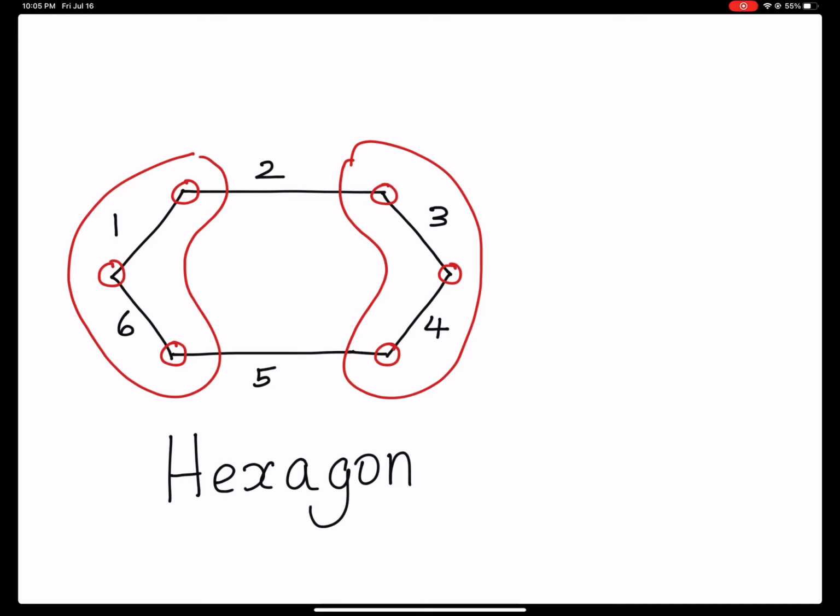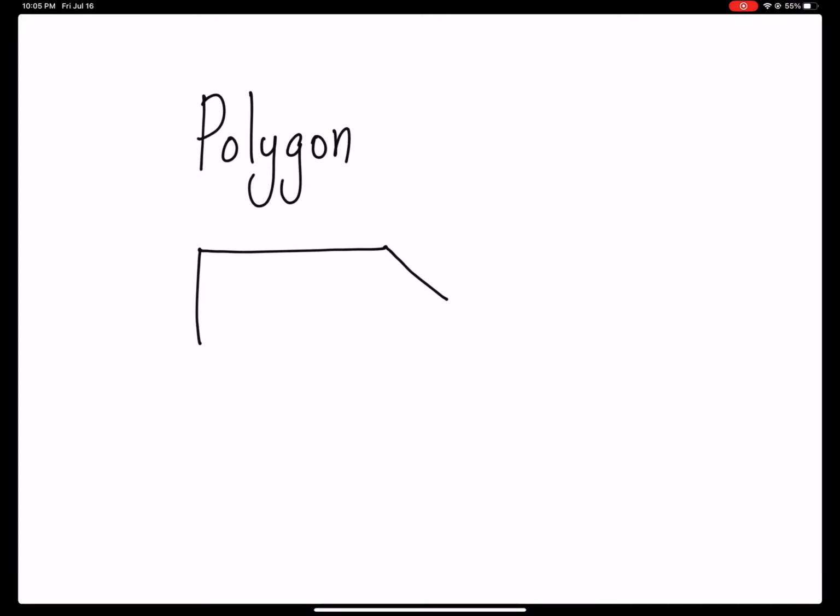Polygons. What is a polygon? A polygon is a shape that has more than 2 sides, and also it is a closed figure. Now let me draw a shape. Is this shape a polygon?